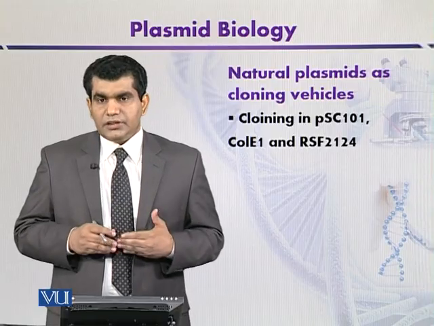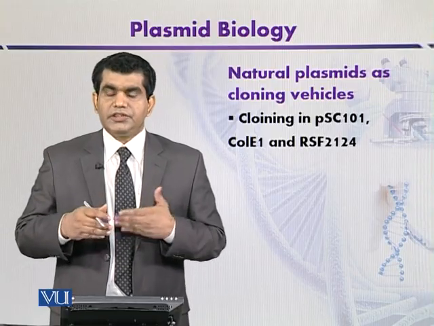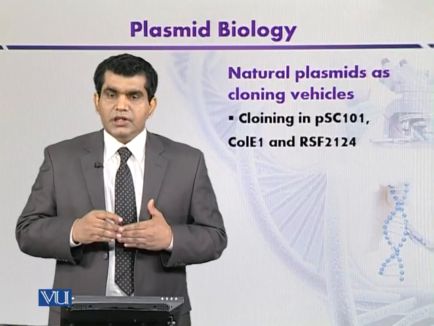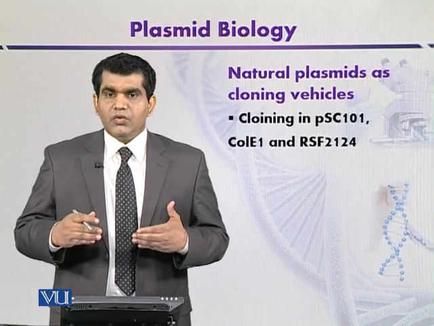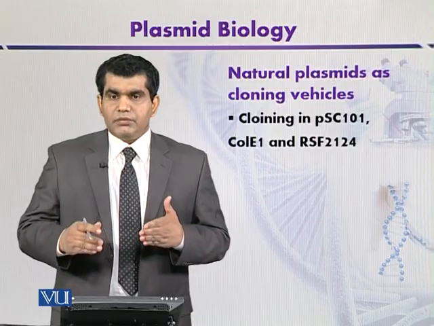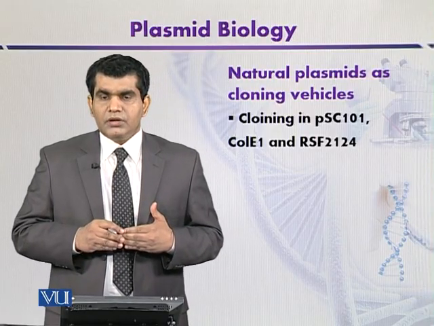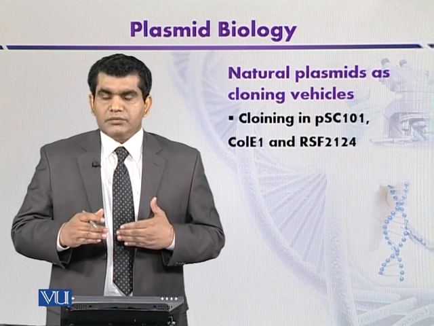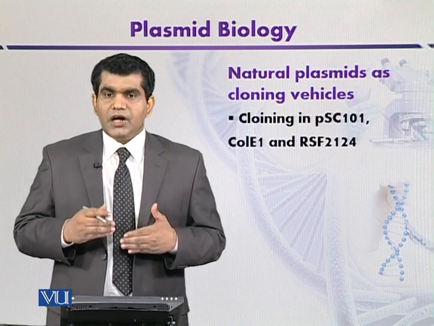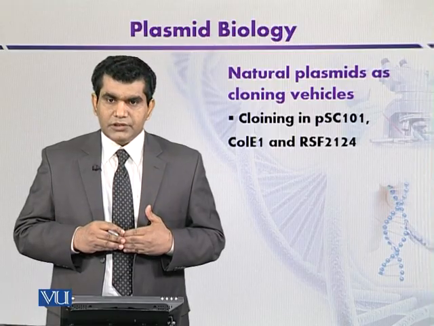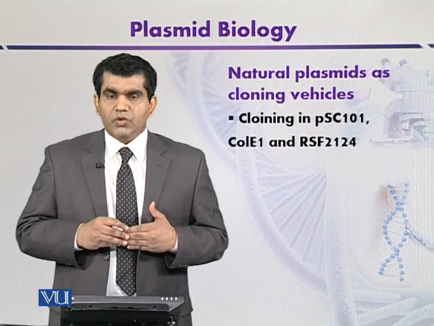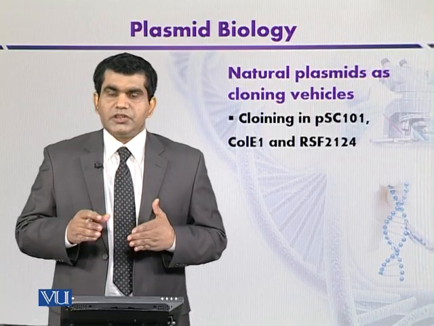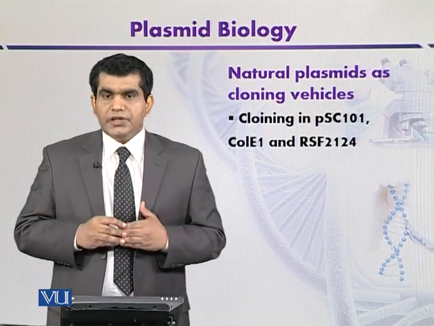So we can say that ColE1 or its derivative RSF2124 has advantages over the pSC101 plasmid. The advantage is that ColE1 is present as a high copy number plasmid, and moreover its detection after transformation is relatively easy.